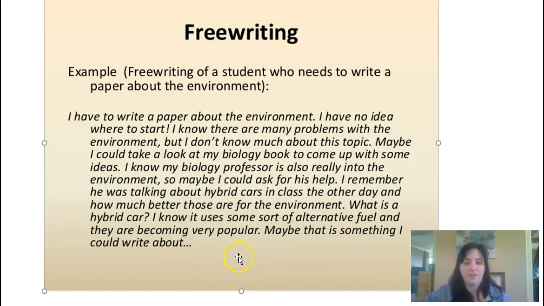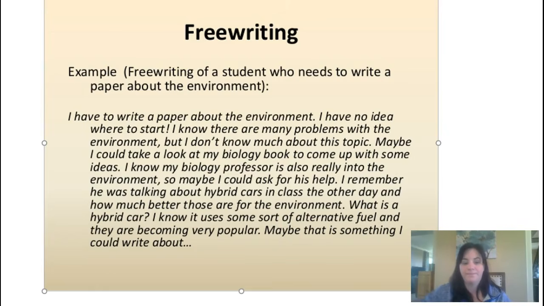Then, as she started thinking about her biology class, she remembered a conversation about hybrid cars and started thinking about those. And now she's come up with a topic for hybrid cars. Therefore, by using free writing, this student went from feeling overwhelmed and not knowing what to write about to having a topic.